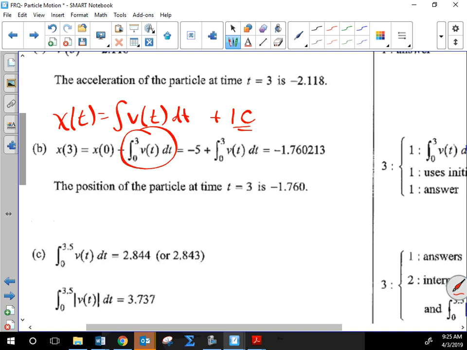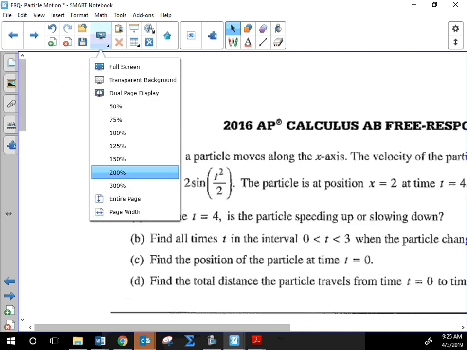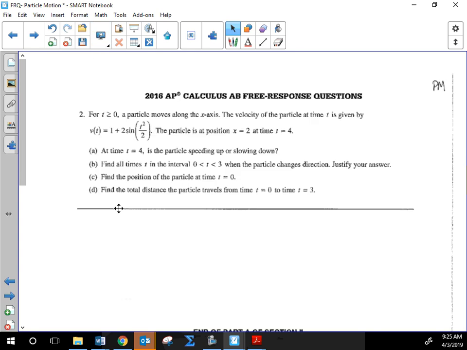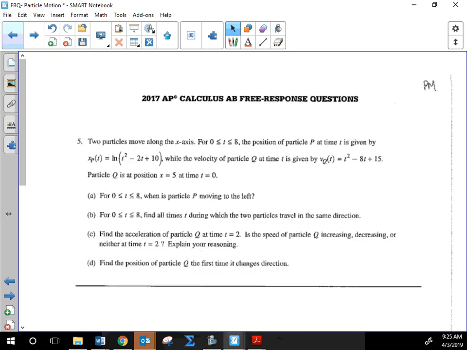So show me with thumbs how I did with this guy. Hopefully particle motion isn't too bad. When we look at our other particle motion questions, they're asking similar types of things. So for 2017 5, what is it moving to the left? So that's when our velocity is negative. Find when the particles travel in the same direction, so velocities are the same sign. Find the acceleration. Is the speed increasing, decreasing, or neither?